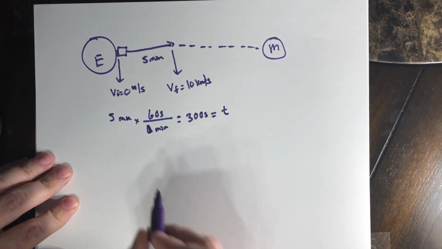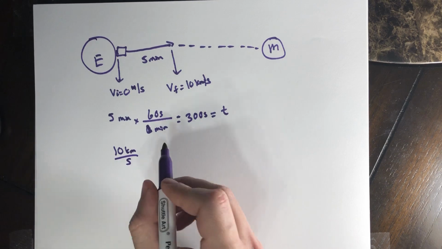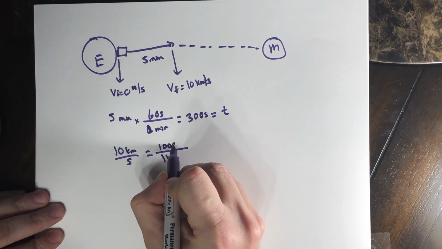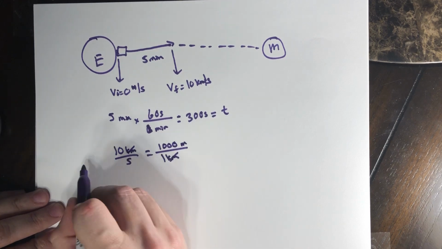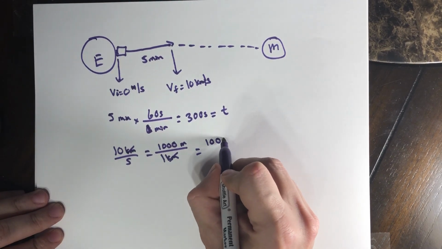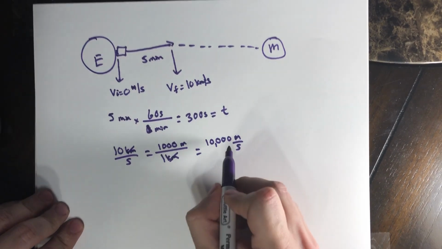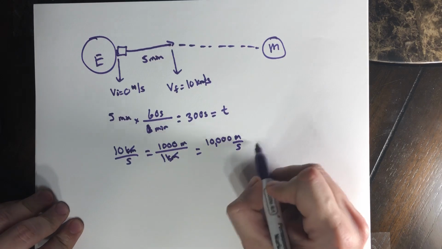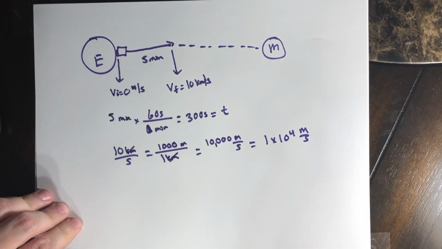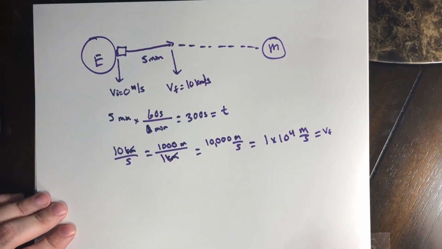And we also know that in 1 kilometer there are 1,000 meters. So we're going to cancel those out, multiply across, and we're going to get 10,000 meters per second. But again, we try to use scientific notation if we can. We move the decimal place 1, 2, 3, 4 spots over, and get 1 times 10 to the 4th meters per second. So that's our final velocity.